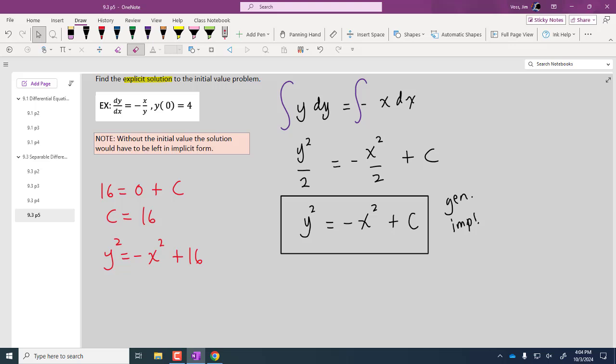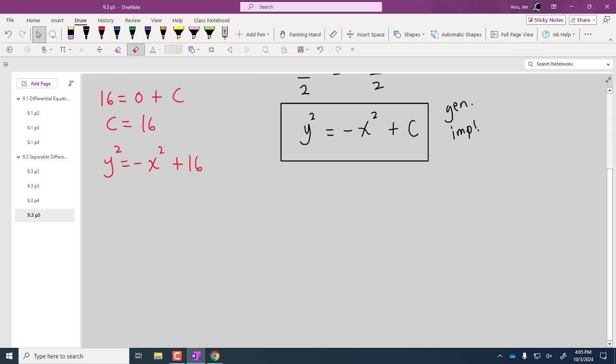Now this question says, find the explicit solution. And you're sitting here saying, wait, you've just said you can't take the square root and have a plus or minus. But notice in this context, what is the graph of this?